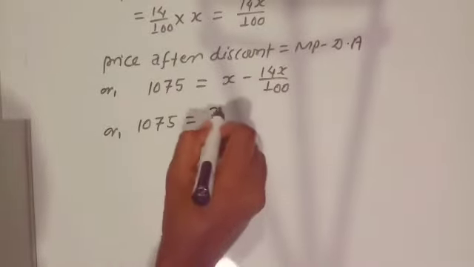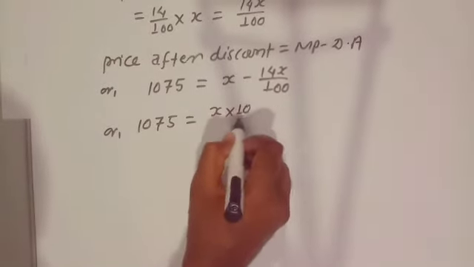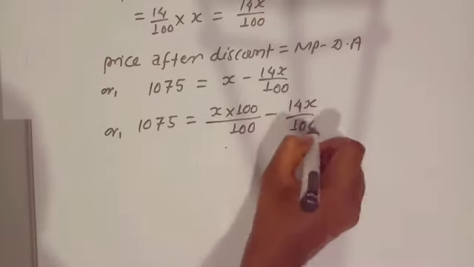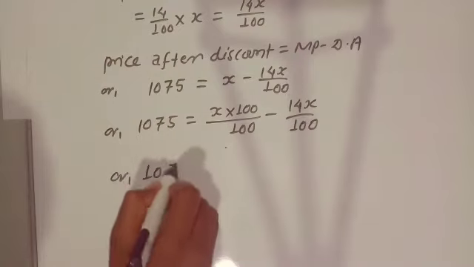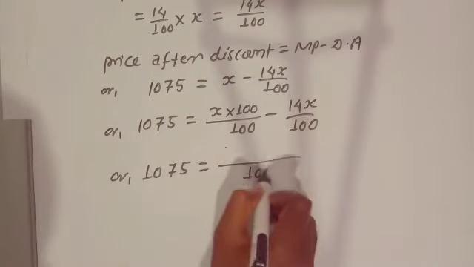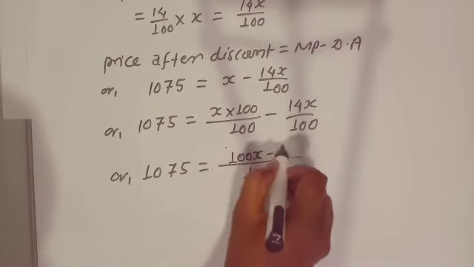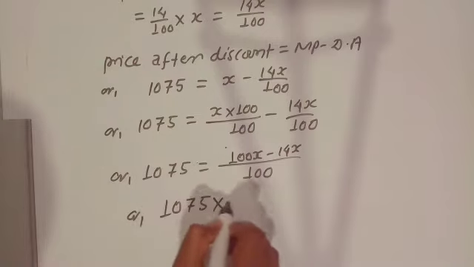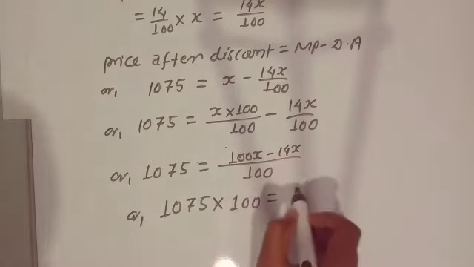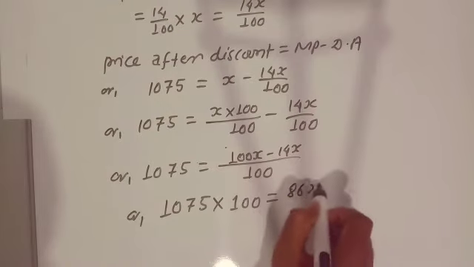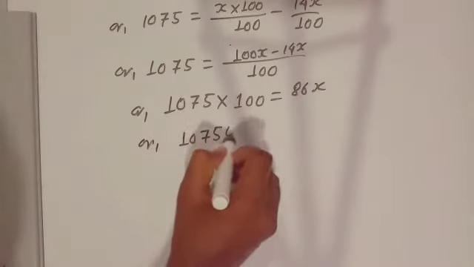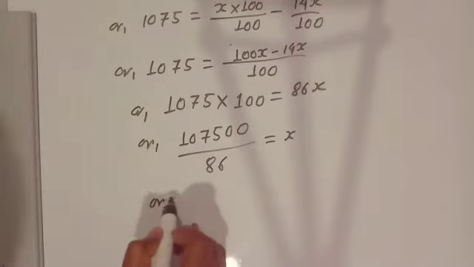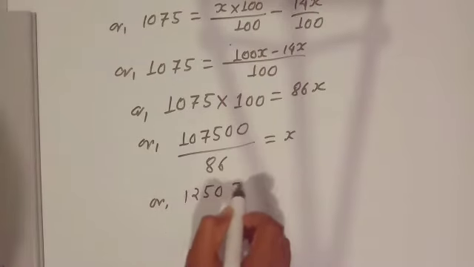1075 is X times 100 upon 100 minus 14 upon 100, which is 100X minus 14X. Then by cross multiplication, 1075 times 100 equals 86X, or 107500 divided by 86 equals X. This equals 1250, so X equals 1250.